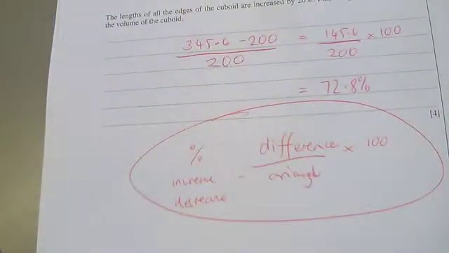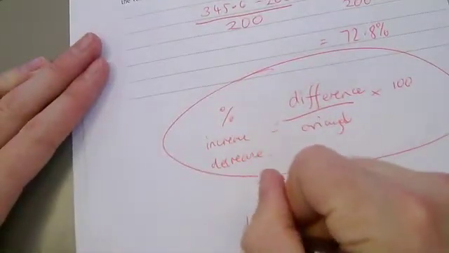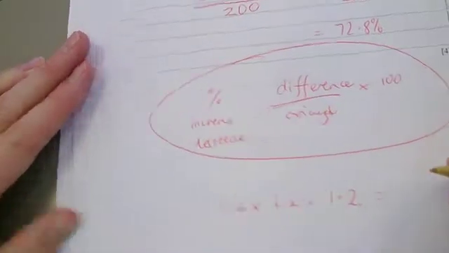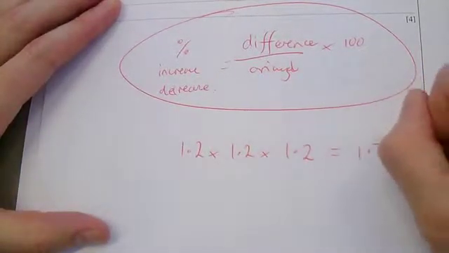So the quicker way of doing it, I believe, would just be doing 1.2 times 1.2 times 1.2. Can you put that into your calculator and tell me what that is? I'm hoping it's going to be 1.728. Is it? Good. Do we know why that works? Do we understand what's going on there?